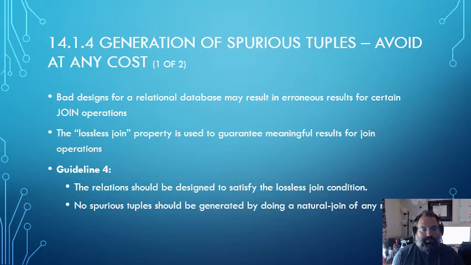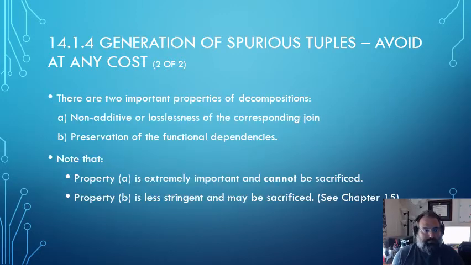14.1.4 is the generation of spurious tuples, and you should avoid this at any cost. Bad designs for a relational database may result in erroneous results from certain join operations. The lossless join property is used to guarantee meaningful results for join operations. Guideline number 4: relations should be designed to satisfy the lossless join condition. No spurious tuples should be generated by doing a natural join of any relations.